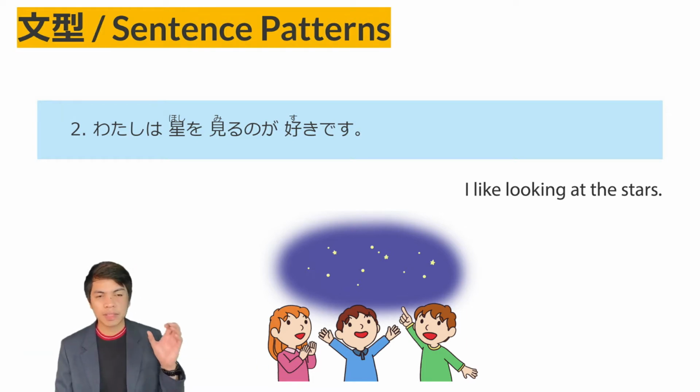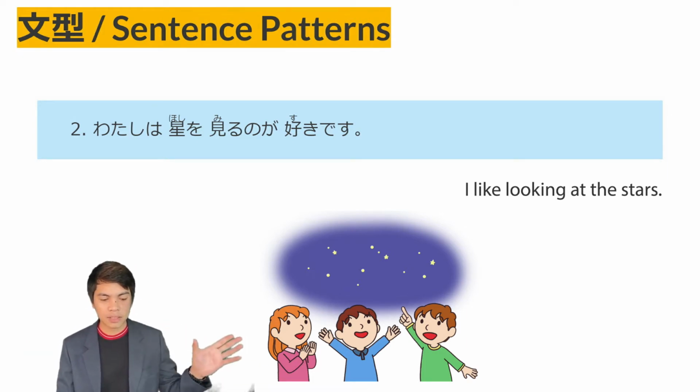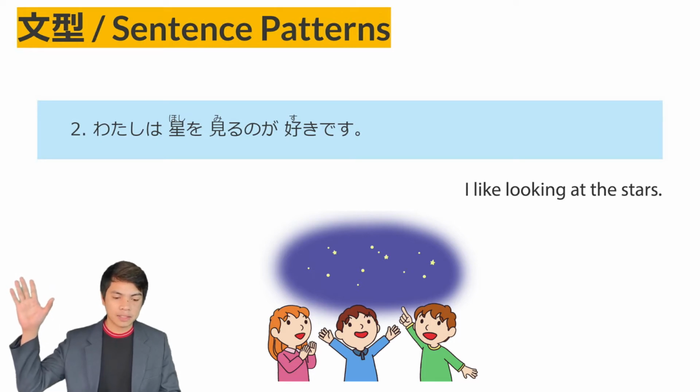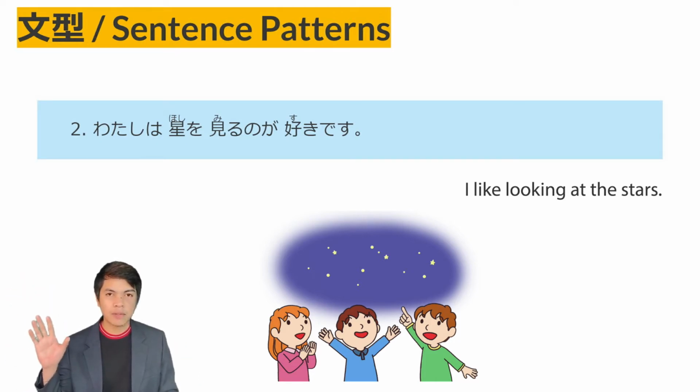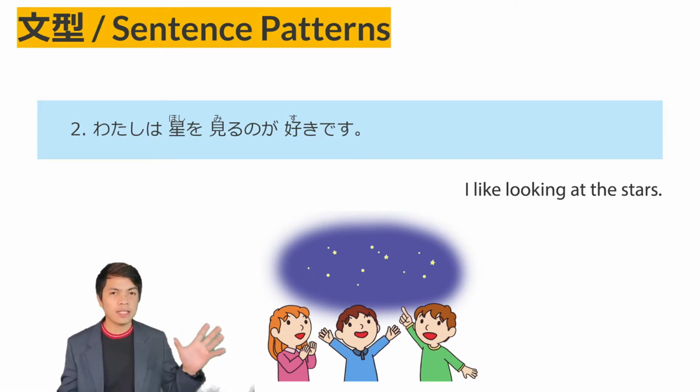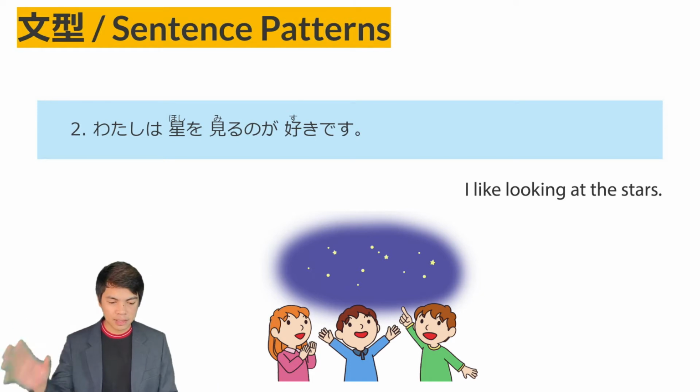And with the use of particle ga, you can use the na adjectives that use the particle ga, like suki desu. Some adjectives like kirai, jozu, heta use the particle ga, and this na adjective suki desu uses the particle ga for its object. The object is hoshi o miru no, watching the stars. So hoshi o miru no ga, watching the stars, ga suki desu, I like. So I like watching the stars.